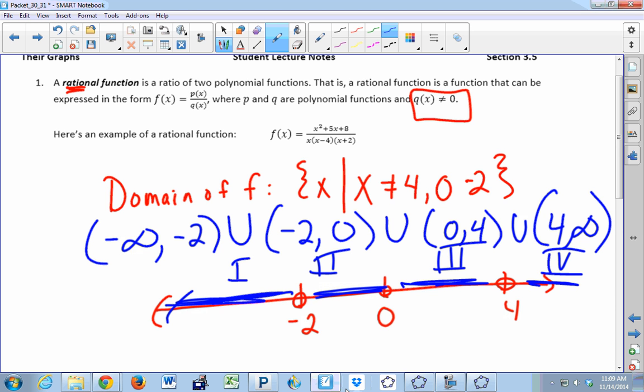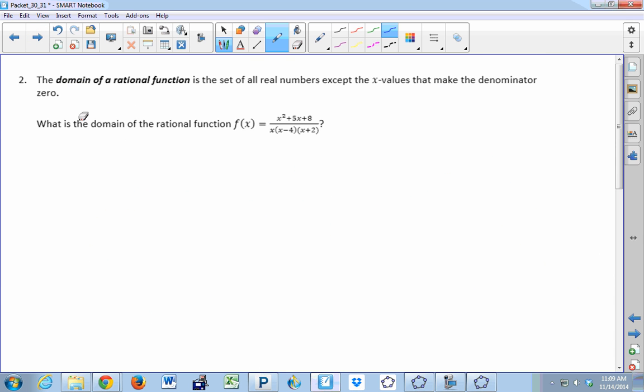So it's kind of a pain to write that all out in interval notation, but that's what you have to do. So if you have 3 zeros, it's going to chunk your real number line up into 4 separate intervals. If you had 2 zeros, you'd have 3 intervals. If you had 1 zero, of course, it cuts it into 2 intervals. So that's how you find the domain of a polynomial function. And that's what number 2 is. I just did it all under number 1.